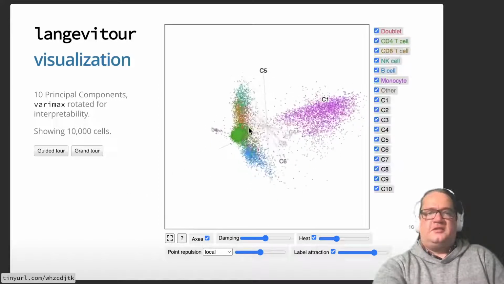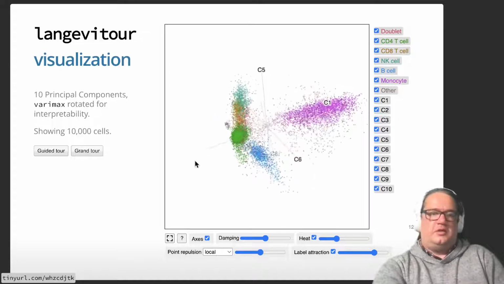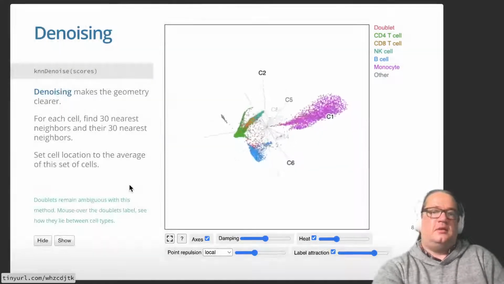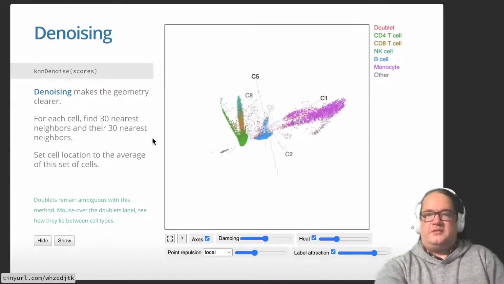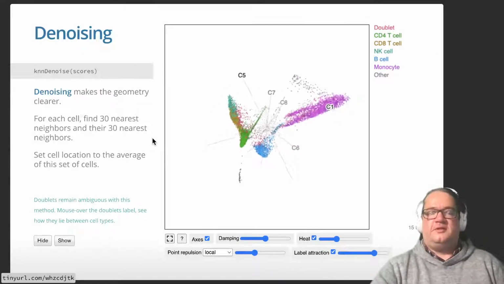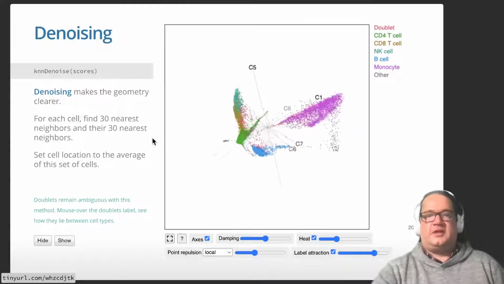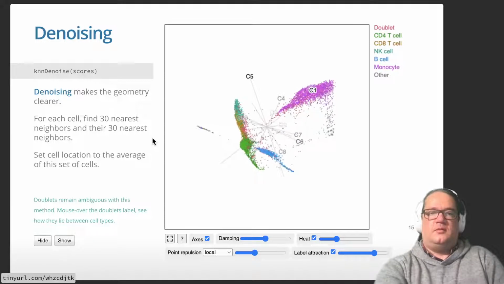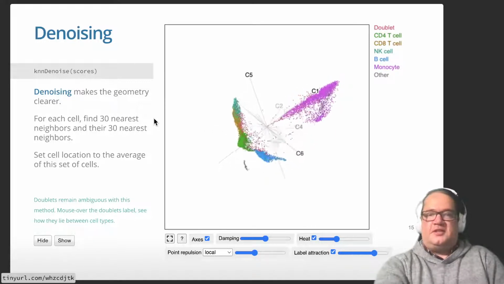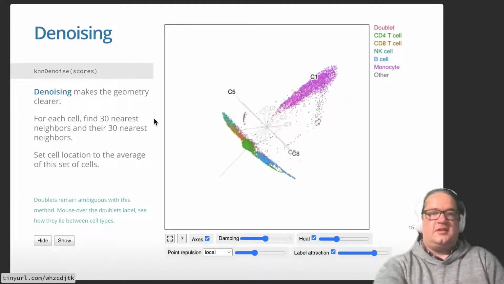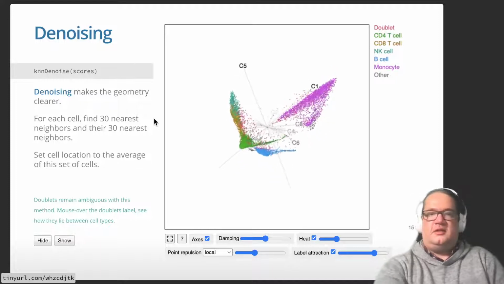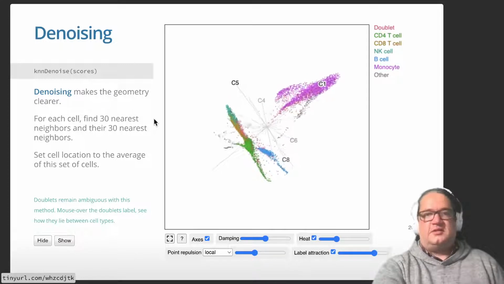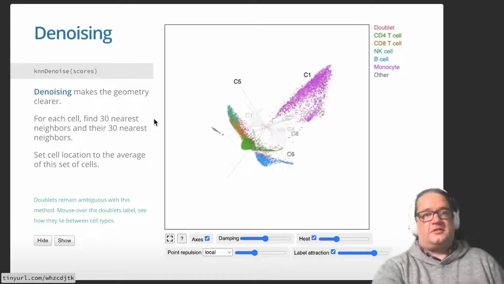So now this is still quite fuzzy, so what I like to do is a denoising step. So trying to preserve the structure of the data, the geometry of the data, but dial down the noise a little bit. So what I'm doing here, for each cell, I find its 30 nearest neighbours, and then their 30 nearest neighbours, and set the cell position to be the average of all of those cells.